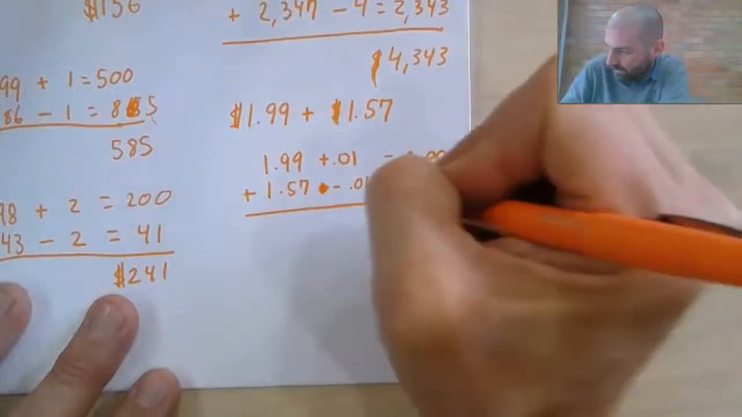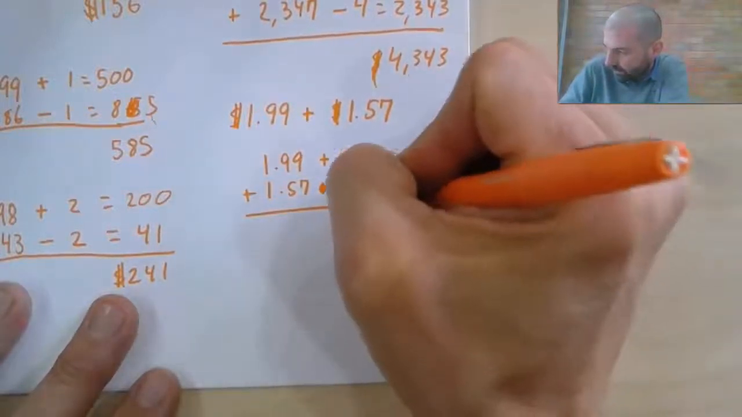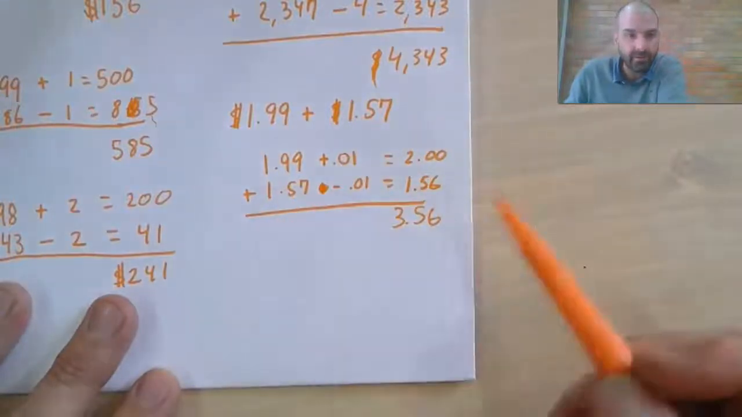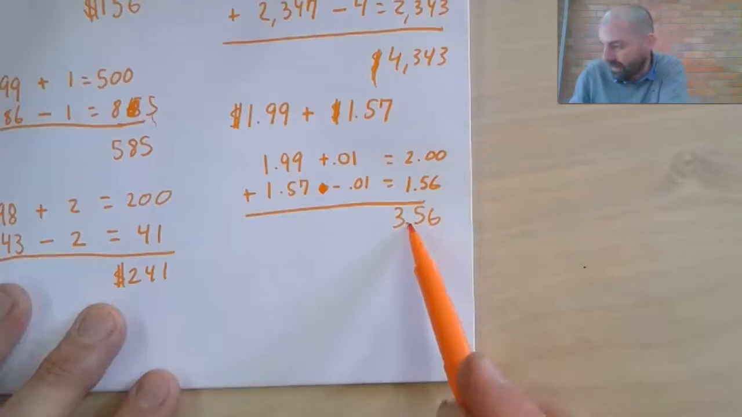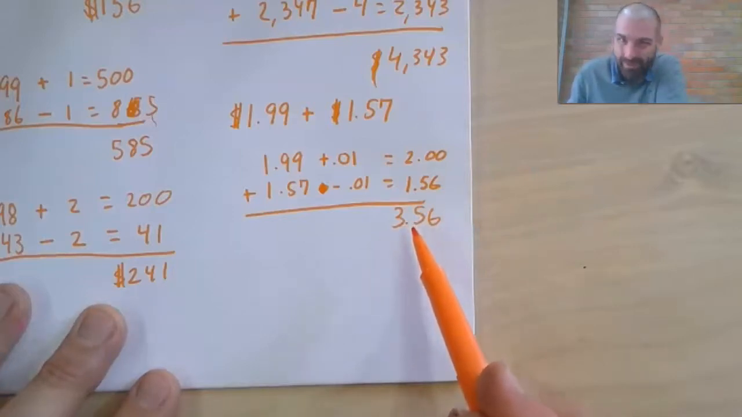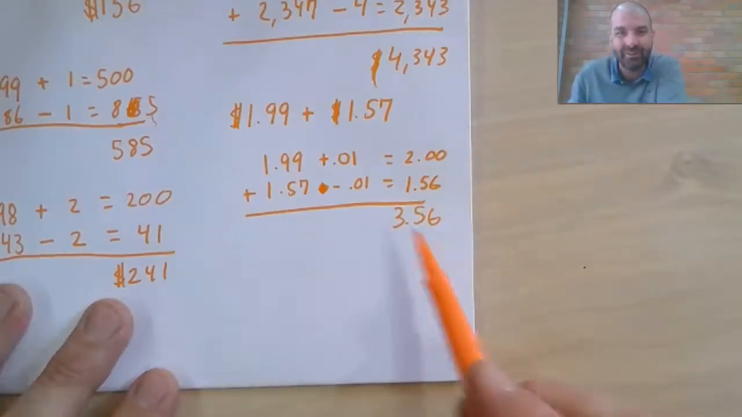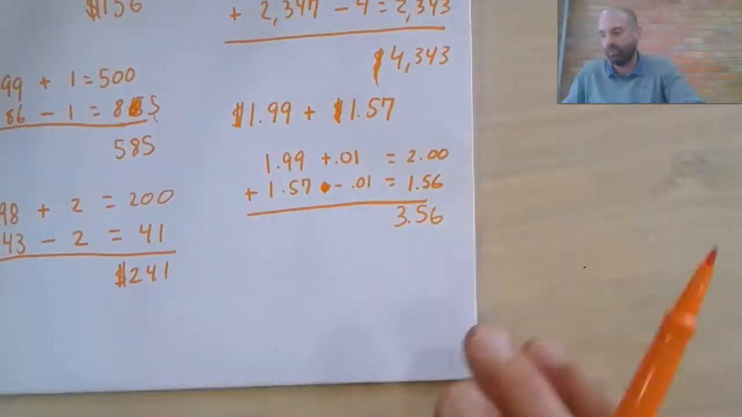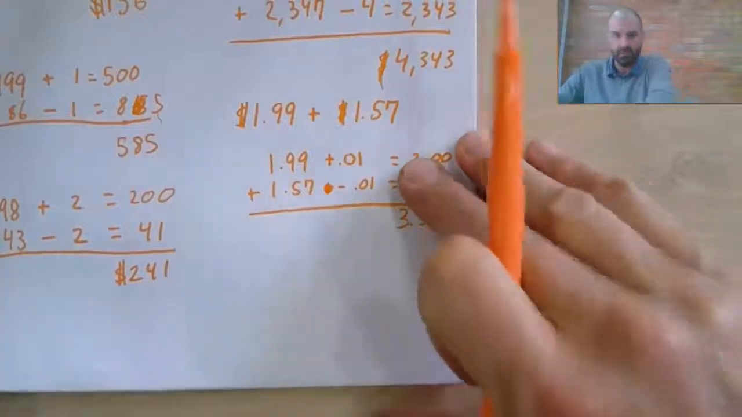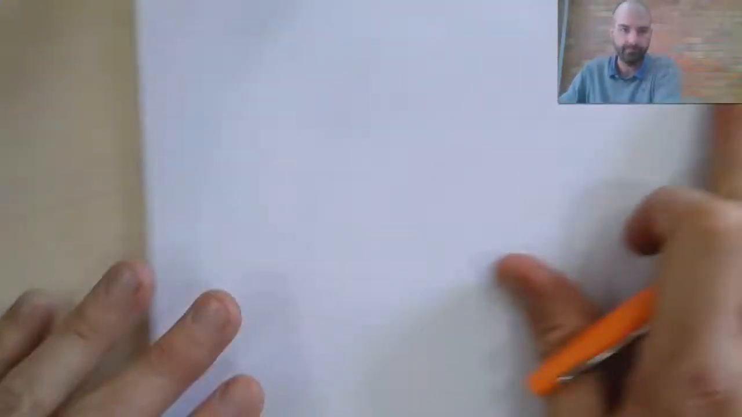So now I add these together. 3 and 56 hundredths. Isn't that great? Isn't that fun? Now, one of these tricky things, if we're not putting the decimal point, that's a big problem. Because 3 and 56 hundredths and 356, way different. So make sure you are putting down the decimal point. All right, another one.